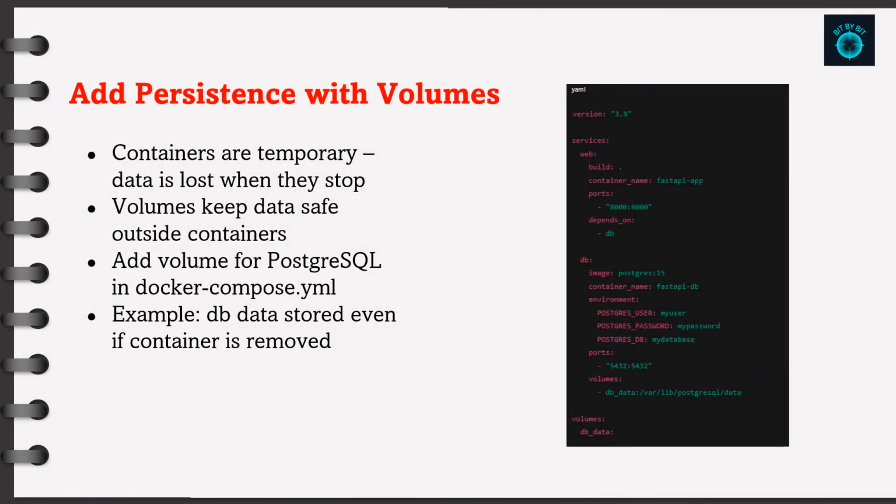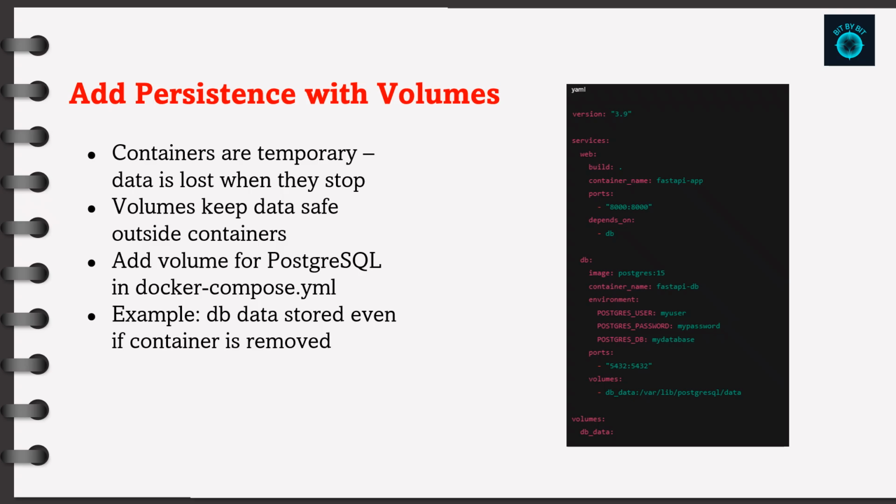Add persistence with volumes. One very important point for real projects is that containers are temporary. When a container stops or is removed, any data inside it is also deleted. This is a big problem if you're running a database like Postgres, because you don't want to lose all your tables and data every time you restart. To solve this, Docker provides volumes. A volume stores data outside the container in a safe location managed by Docker. Even if the container is deleted, the data inside the volume will still be there.